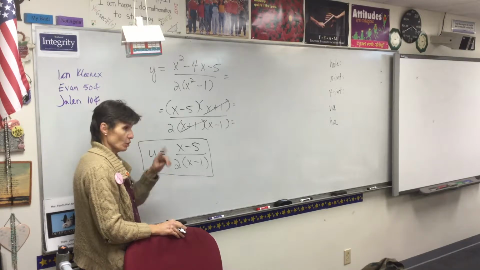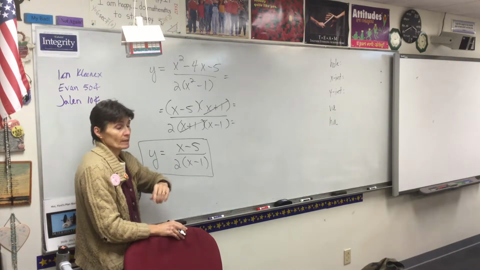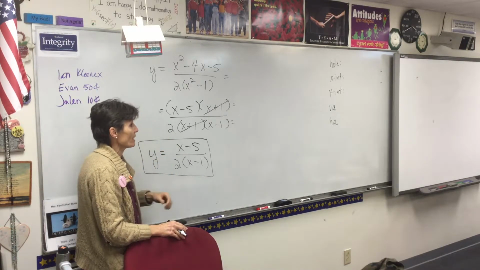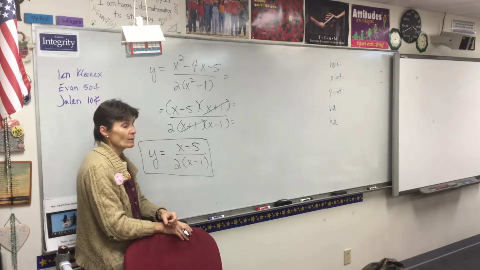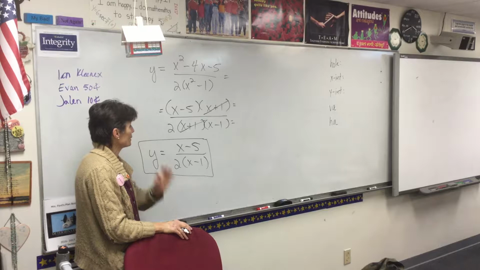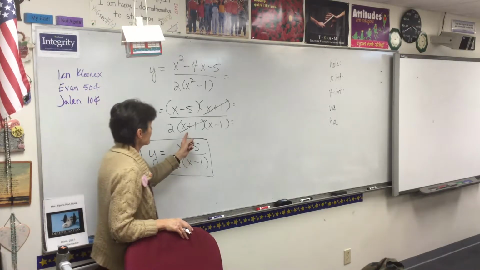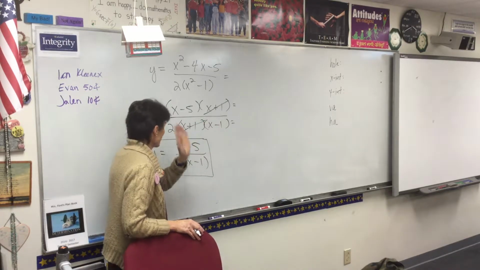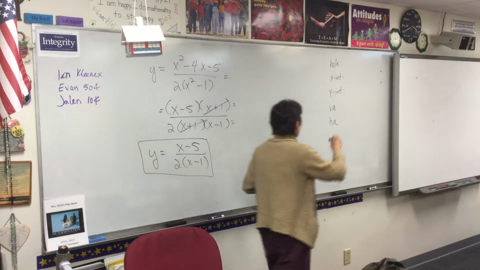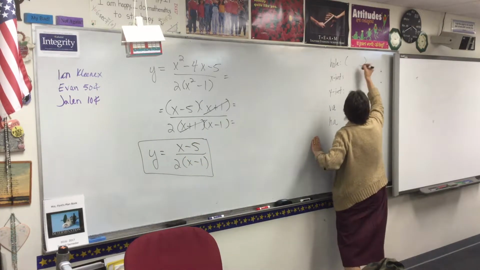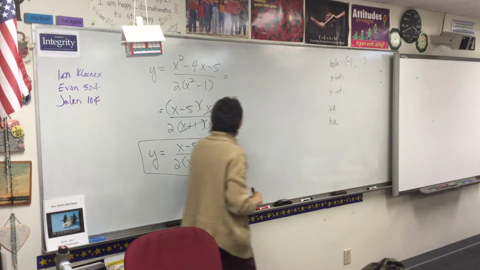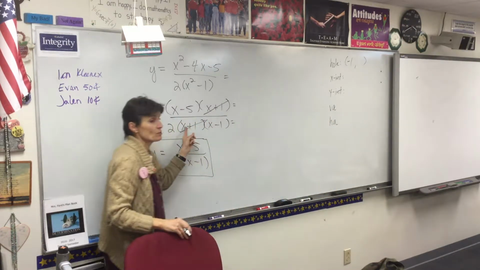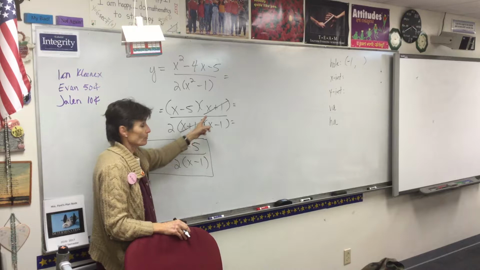All right, the only way to get a hole, and a hole is formally known as a removable discontinuity, the only way we can have a removable discontinuity, a hole in the graph, is if we can cancel. So we did. Where is that hole going to be? Where x is -1, exactly, because that's the factor that you canceled out, right?